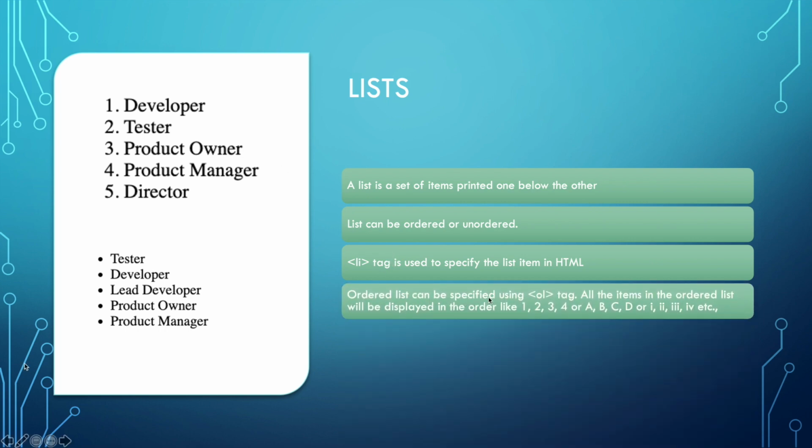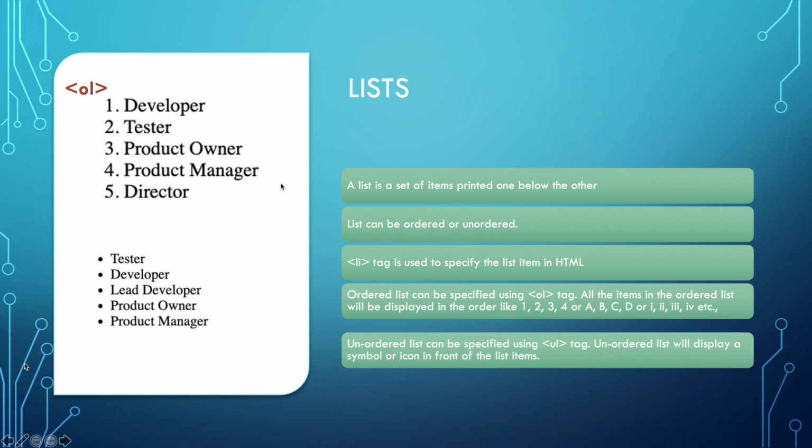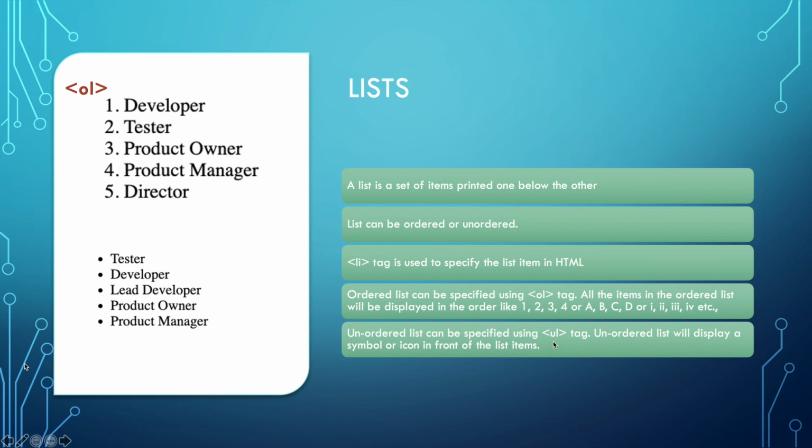An ordered list can be specified using the OL tag. So whenever you want to use an ordered list with numbers or alphabets, you need to use the OL tag. Whereas an unordered list can be specified by using the UL tag. You can see on the left side, we use UL as a tag to represent an unordered list. So let's see one example on how to create an ordered and unordered list.